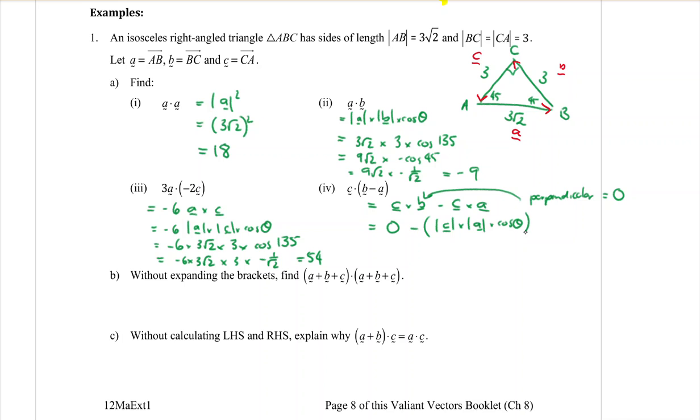What's the angle in between A and C? Tail to tail, put them tail to tail. I already did this one last time. It's 135. So it's going to be minus vector C is 3, vector A is 3 root 2, times cos of 135, and that all just comes down to a positive 9, correct?